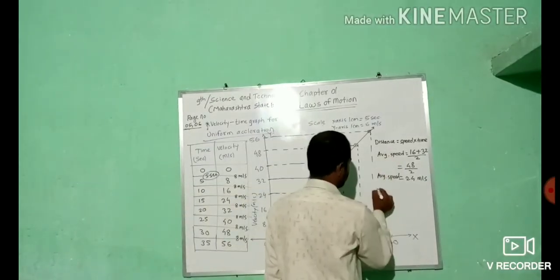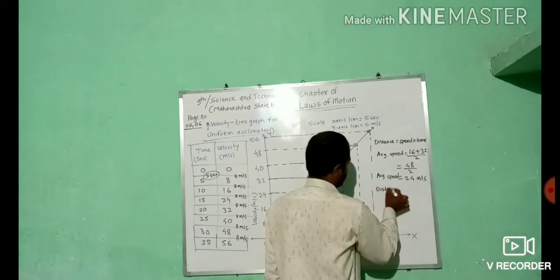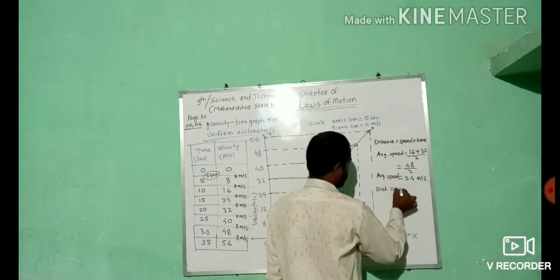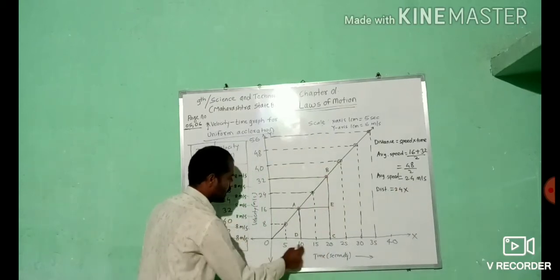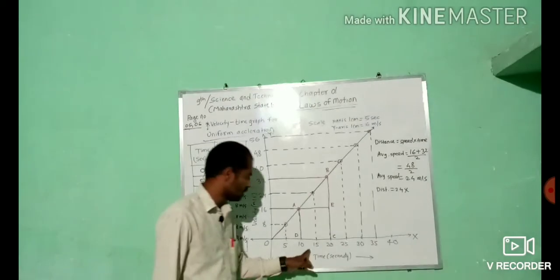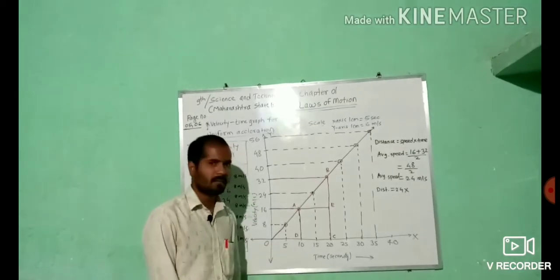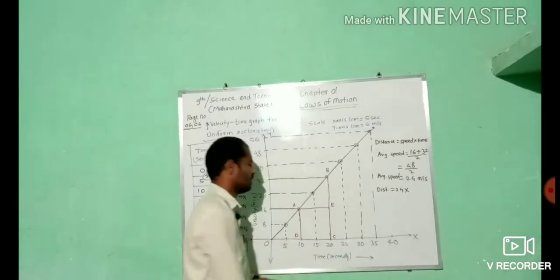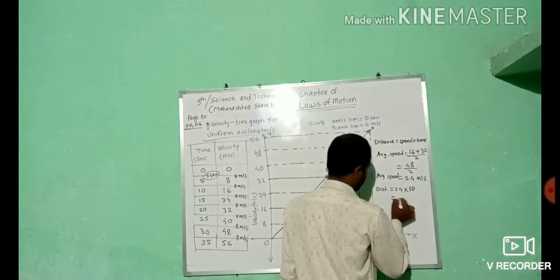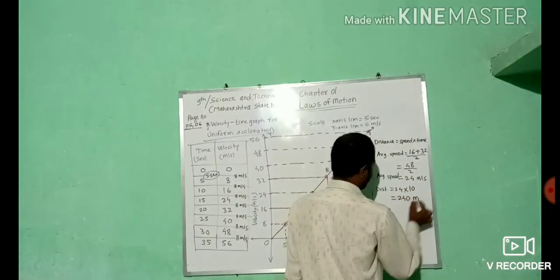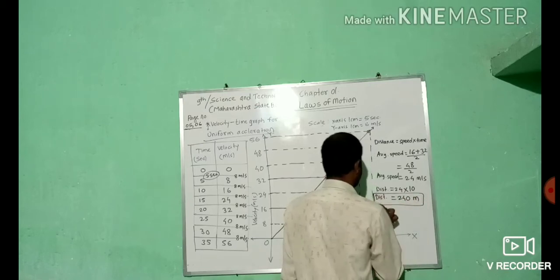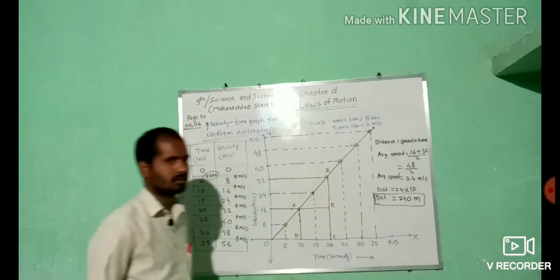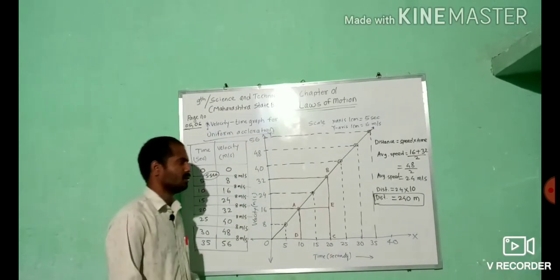Okay, so now distance is equal to speed, which is 24 meter per second, into time. Time is 10 to 20 seconds, which means what is the difference, 20 minus 10? 10 seconds. So you will get 240 meters. So what is the distance here? 240 meters. Okay, got it?